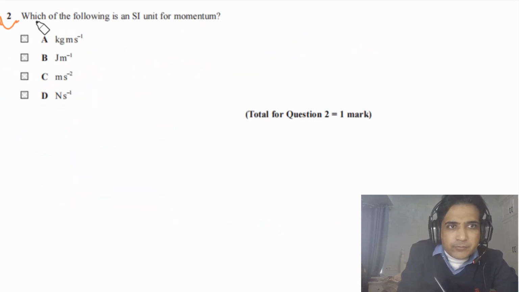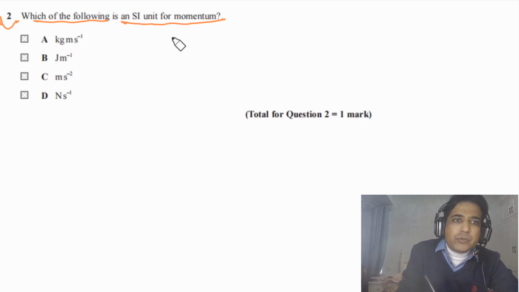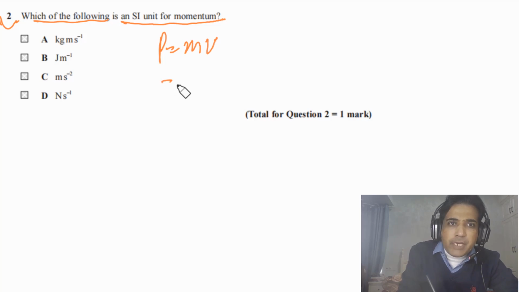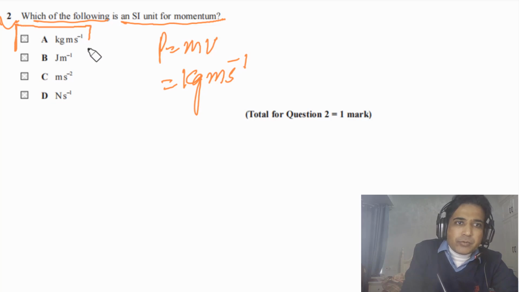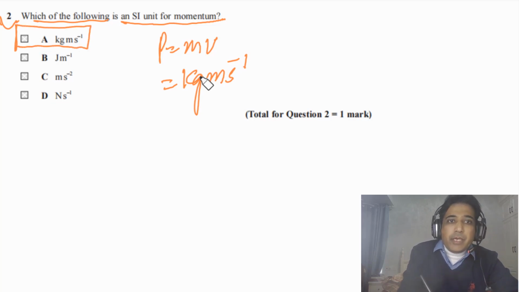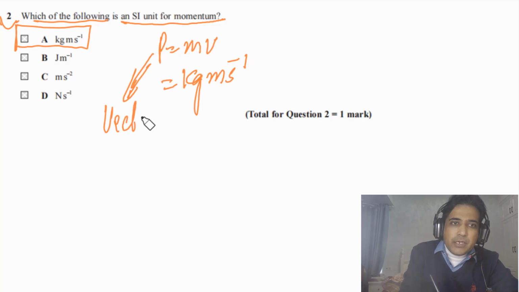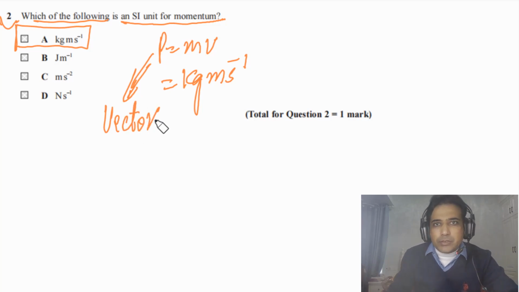Second question says, which of the following is an SI unit for momentum? Simply, we need to understand momentum p is equal to mv. The SI unit of mass is kg and the SI unit of velocity is meter per second. So the answer for this question is A. You also need to understand momentum is a vector quantity.